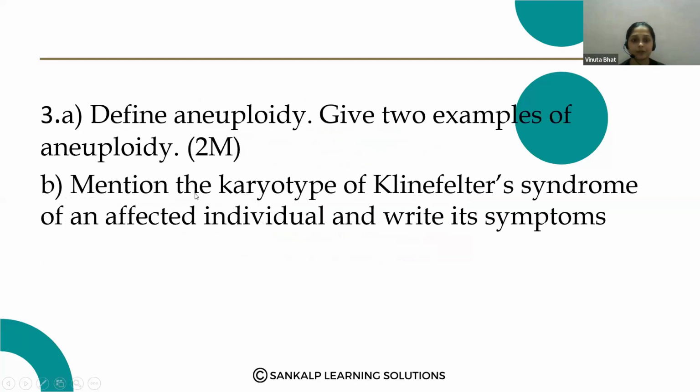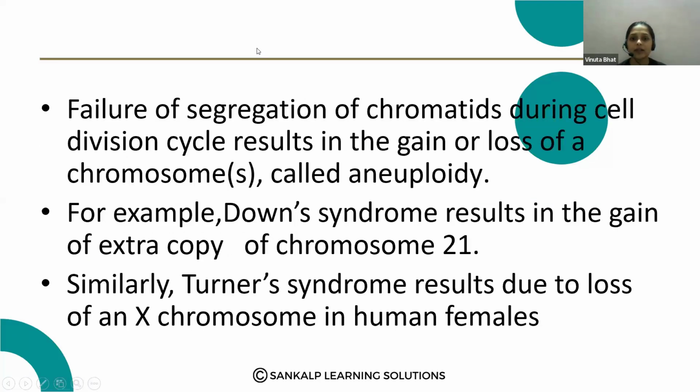Next question. Define aneuploidy. Give two examples for this. Okay. Here, failure of the segregation of the chromatids during the cell division cycle resulting in a gain or loss of a chromosome is called aneuploidy.